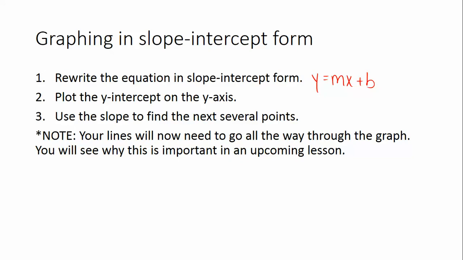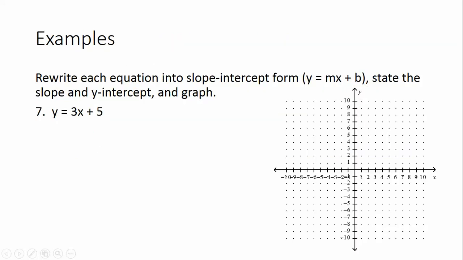We're going to be drawing multiple lines on the same graph in the coming days and in the next few lessons. So I want to make sure that you're already in that habit. So again, your lines need to go all the way through the graph, and you'll see why that's important in another lesson. So let's make sure it's in slope-intercept form, state the slope and the y-intercept, and then we'll graph it.